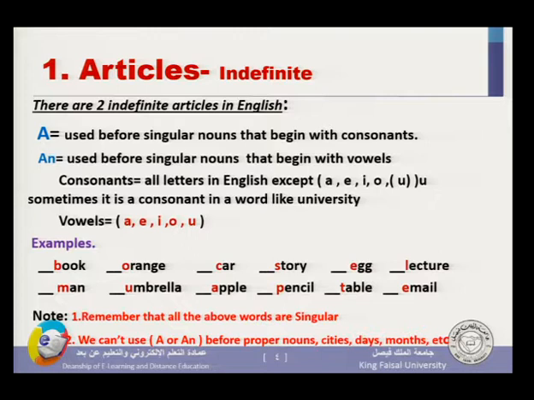So there are so many examples. For example, I say a book, an orange, a car, a story. A story, I use A because it starts with an S sound, which is not a vowel at all.